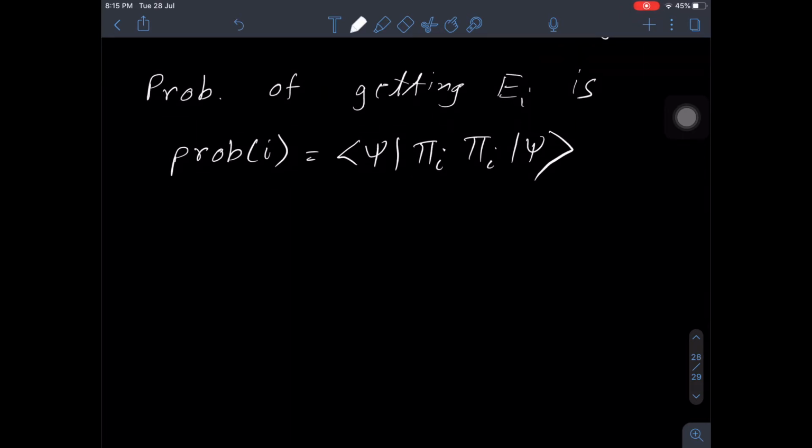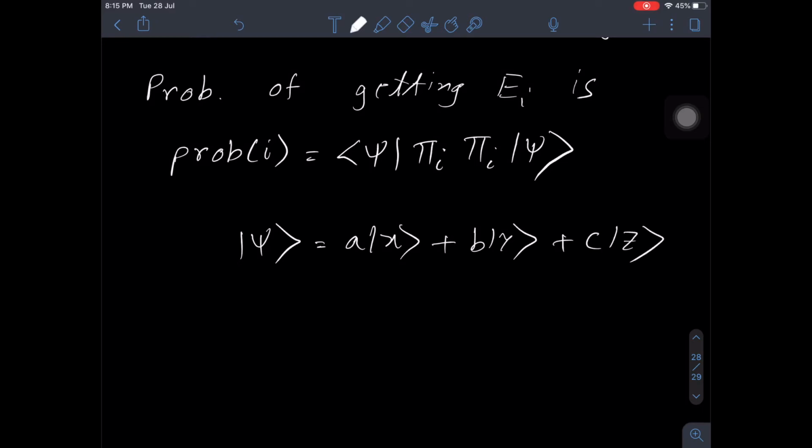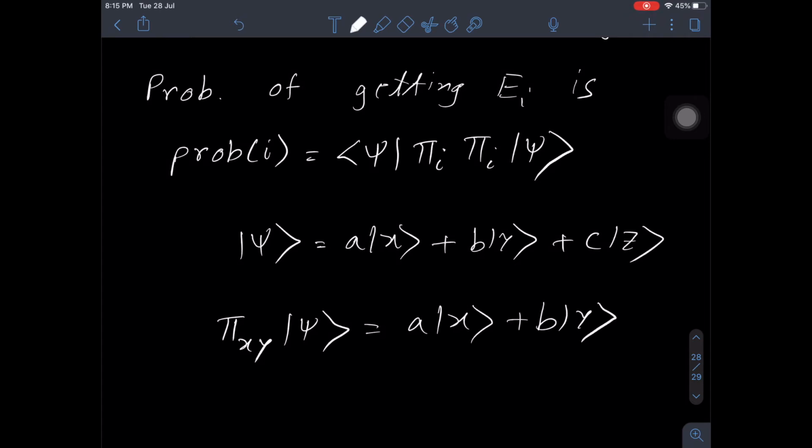Okay, how do we see that? Let's say that my psi is a three-dimensional vector. So in the XYZ space, let's write it like that: AX plus BY plus CZ. This is the XYZ example that we were talking about. If I act on it with the XY projector, by this notation I mean a projector in the XY direction, what you get is nothing but just the XY part of this vector.